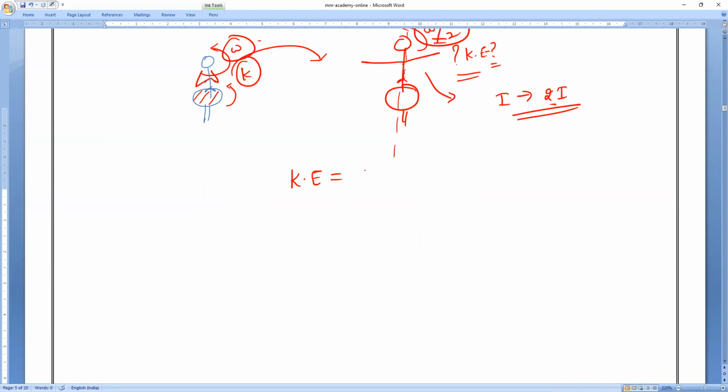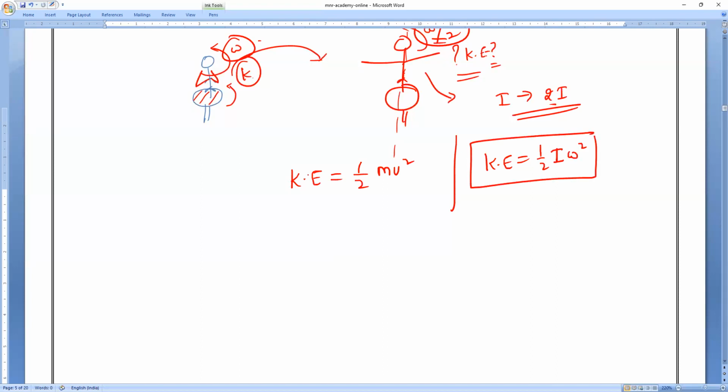If it is linear motion, kinetic energy equals half into mv square. If it is rotational motion, kinetic energy equals half into I omega square: mass is replaced with inertia, and velocity is replaced with angular velocity. This is the relationship between them. Please learn till here. Anybody having any doubt, you can ask me, or else you can practice this question.